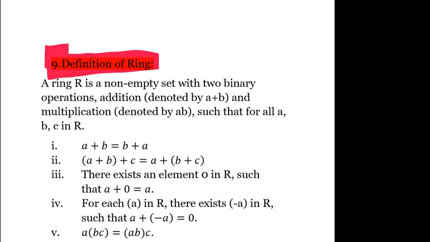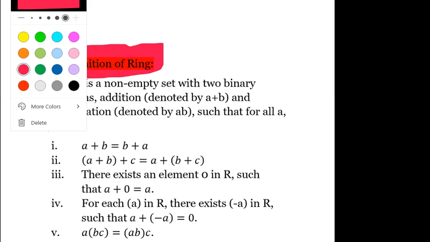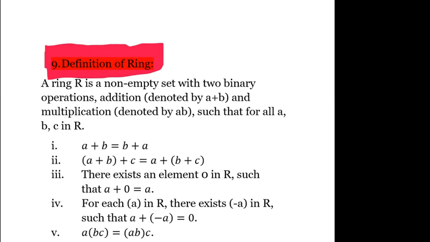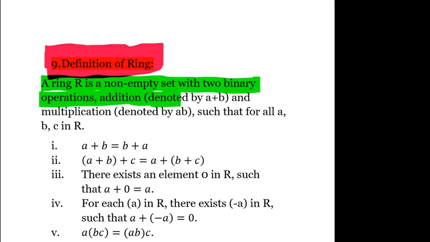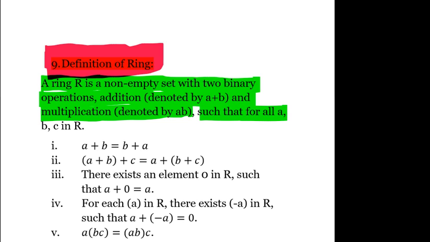So what is a ring, students? Very simple logic. A ring R is a non-empty set with 2 binary operations, that is addition denoted by A plus B and multiplication denoted by A dot B, such that for all A, B, C belonging to the ring R. Okay, this is the ring R.